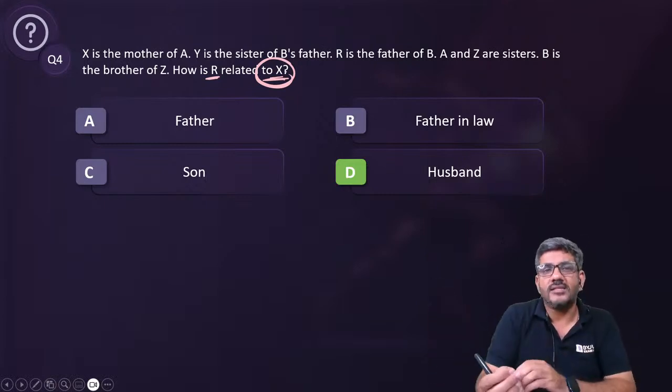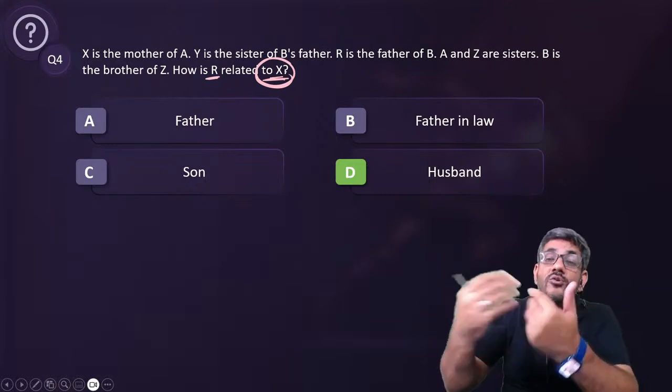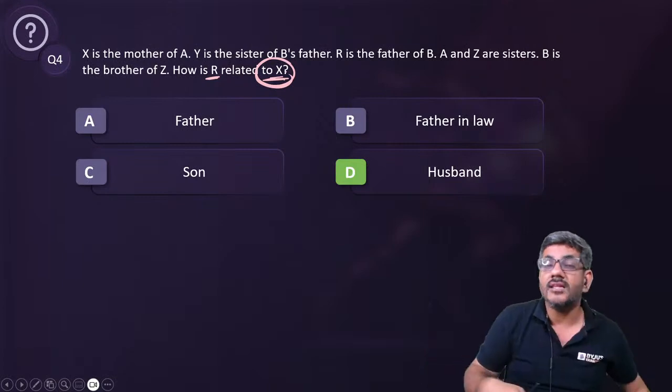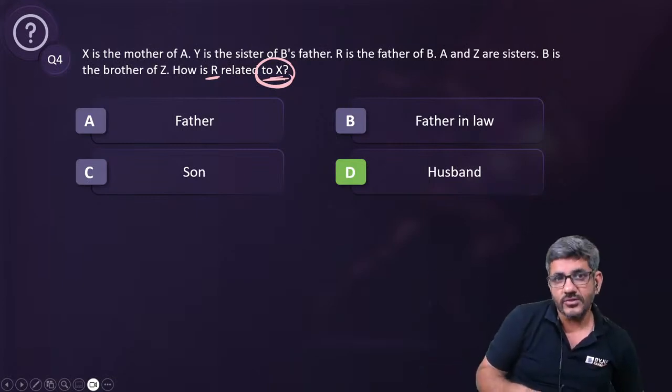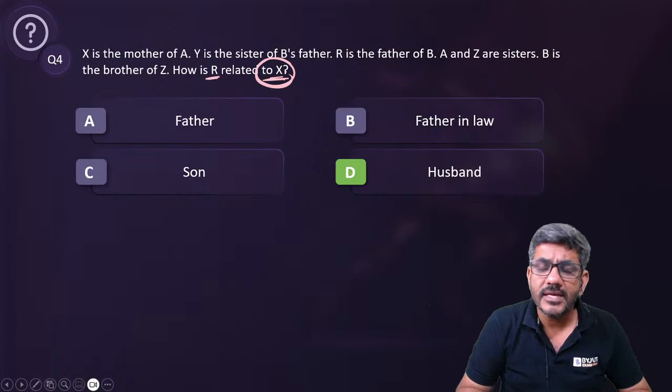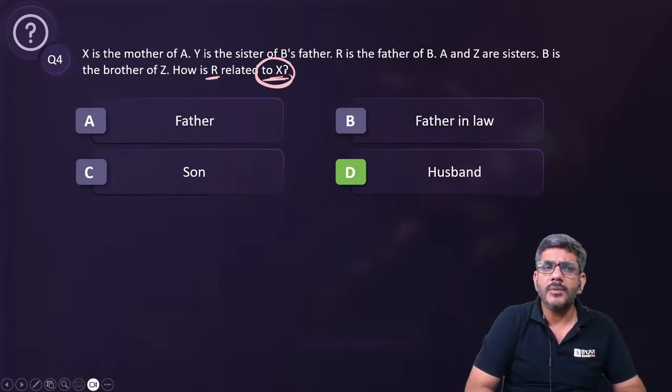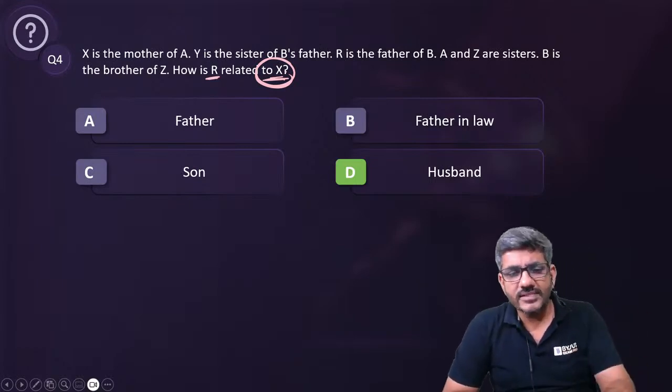For X, R is the husband. How is X related to R? So for R, what is X? Then the answer would have been wife. So यहाँ पे तो शुक्र है wife options में ही नहीं था, but ऐसा होता है तो I've seen sometimes people have a doubt about this. So that's the answer for question number 4.